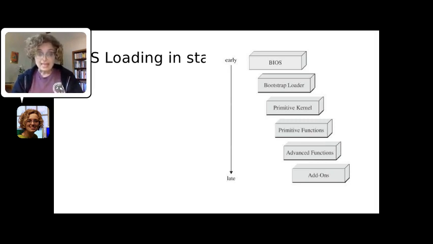Then the bootstrap loader is loaded, which is like pulling the operating system by its bootstraps, fetches the next parts of the operating system. Then the primitive kernel is loaded, which, as I've mentioned before, includes primitive functions such as support for security, low-level functions, and process arbitration. Finally, advanced functions are being loaded, such as file system, directory structure, and third-party add-ons. And then lastly, the graphical user interface is loaded.